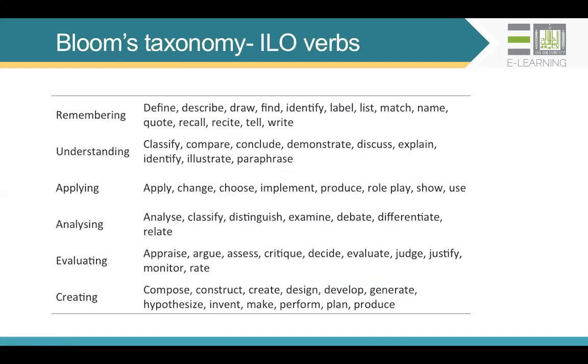Okay, so let's think back to when I discussed the intended learning outcomes. I mentioned that they are statements of what a student should know or be able to do. So in writing intended learning outcomes, we use different verbs determined by what level of cognitive skills we would like our students to master or achieve.